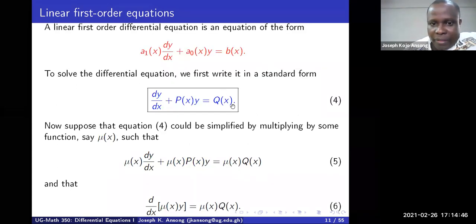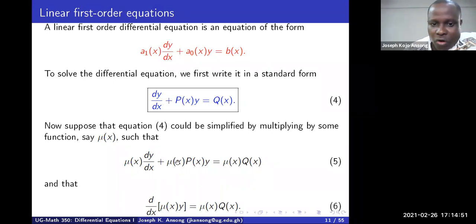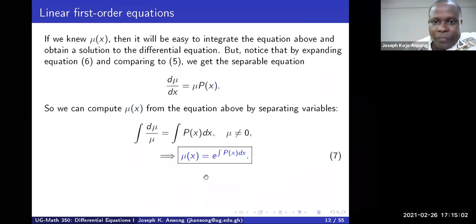Again, I'll say it again. What I'm saying is that if you expand this and compare the two equations, the left-hand sides, then you can show that the change in mu with respect to x is actually equal to mu multiplied by p(x).